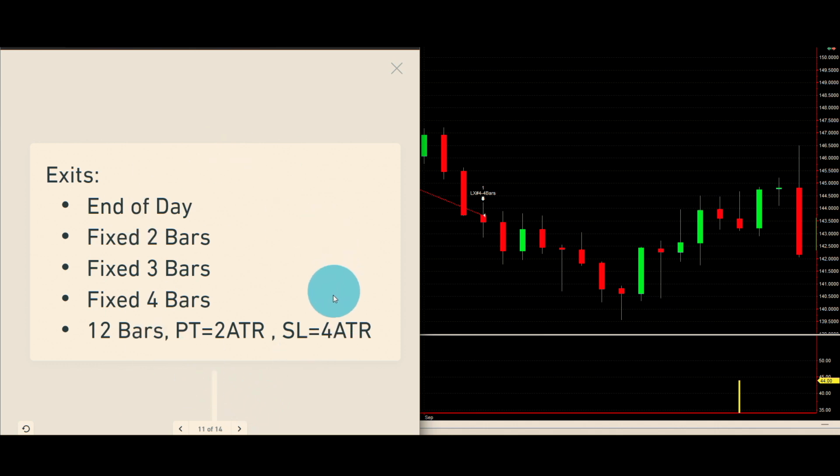And finally, I have 5 exits. Now, all the edges I'm testing are short-term edges. That's why I'm testing these exits. So end of day, which is very, very fast, 2 bars, 3 bars, 4 bars, and then this can be considered a short-term trend following, which is a maximum of 12 bars or profit target of 2 ATR 20 or stop loss of 4 ATR 20.